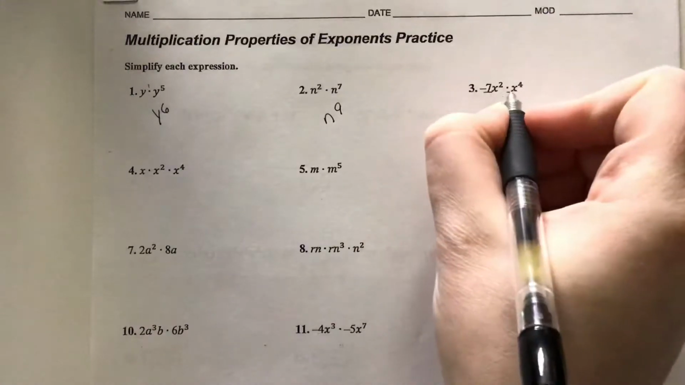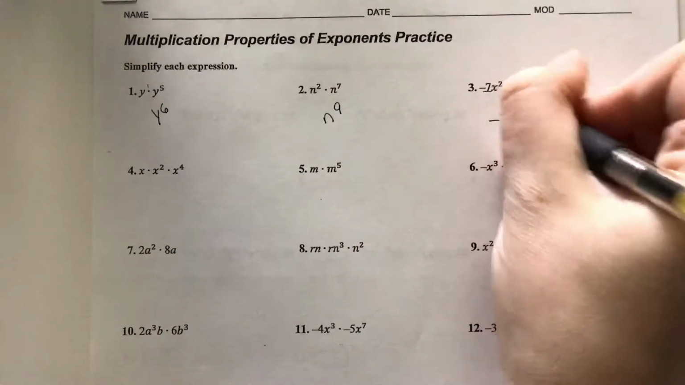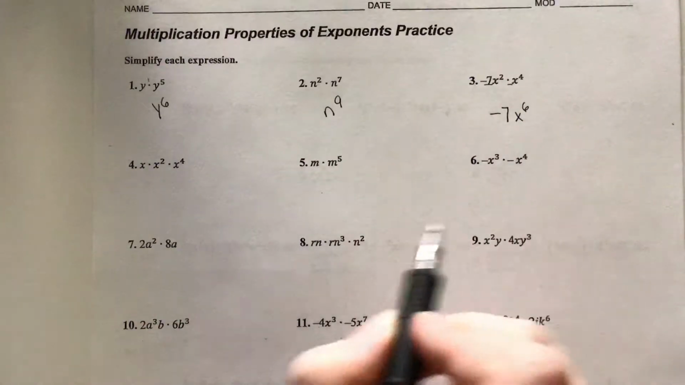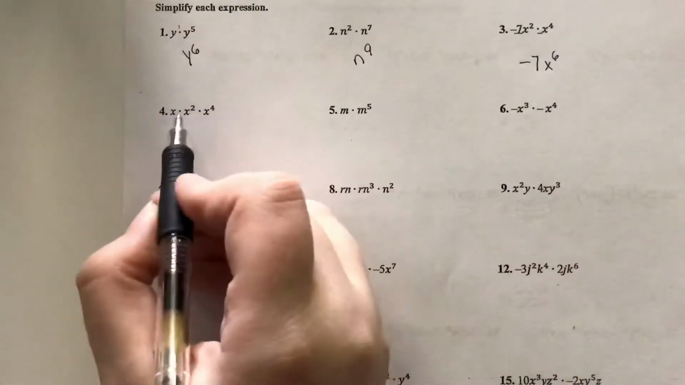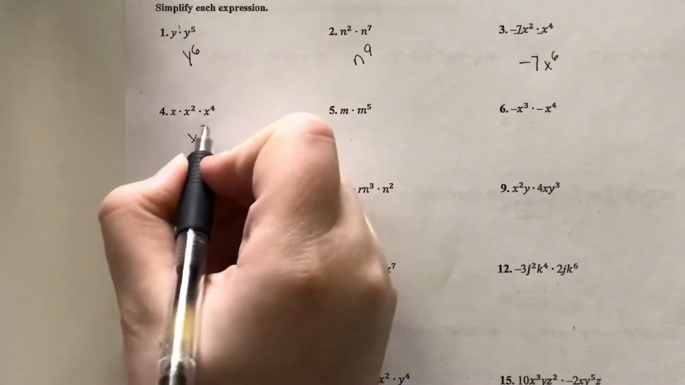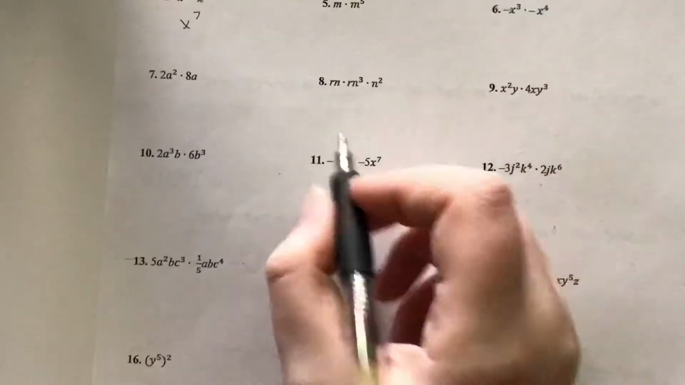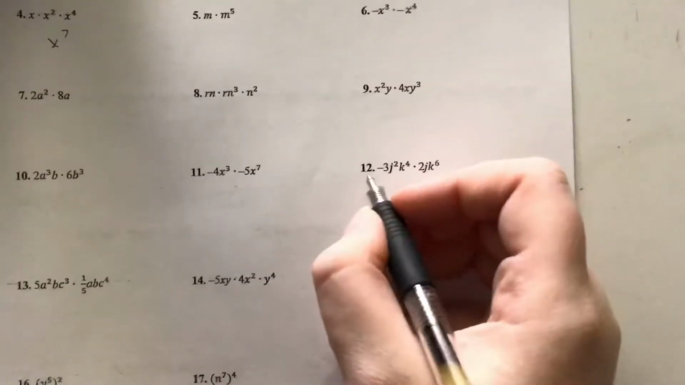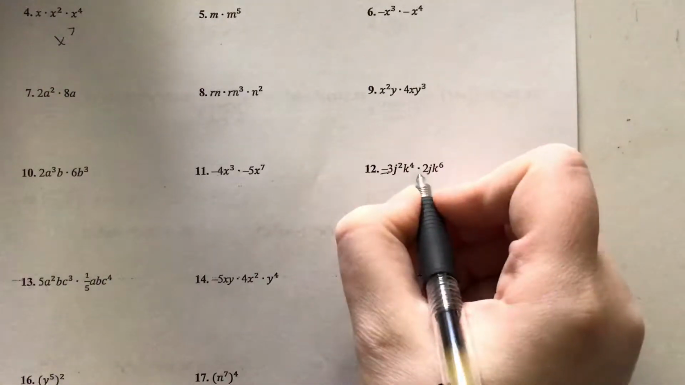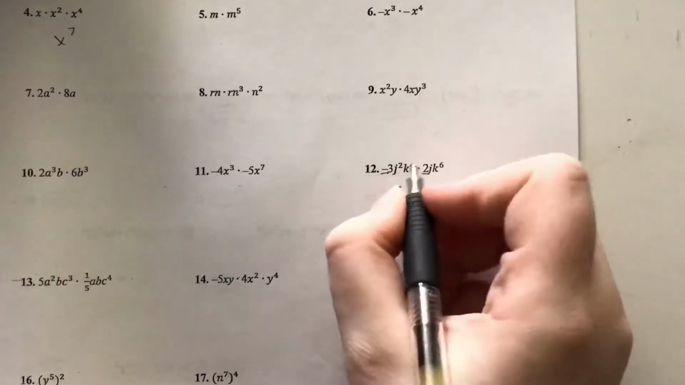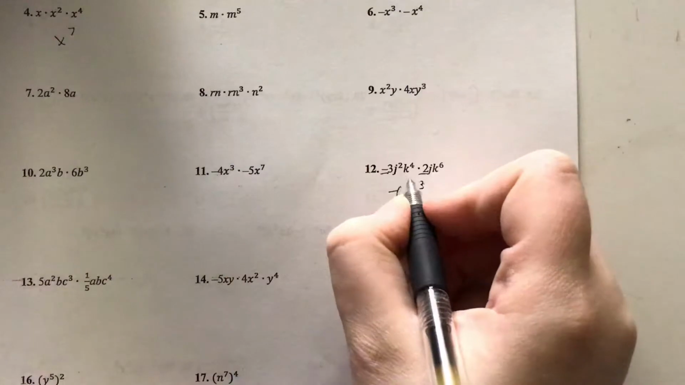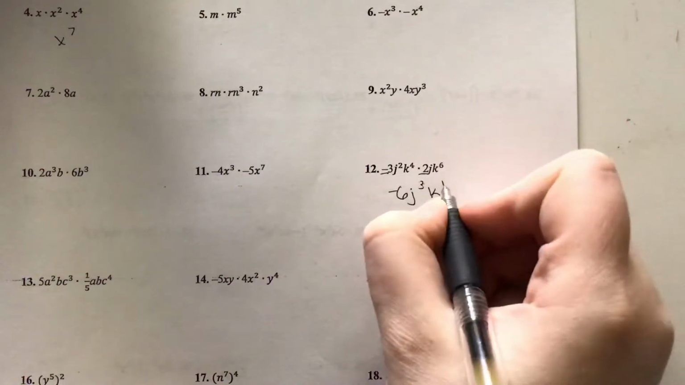Coefficient, -7 times 1, so -7, and then 4 and 2 makes x to the 6th power. Basically follow the same rules as you go: this is multiplication, so 1 and 2 is 3, 4 is 7, etc. Same thing with all of these. Number 12 might be a smidge challenging. -3 times 2 is -6. Add up your exponents. For j, 2 and 1 makes j cubed, and for k, 6 and 4 makes the 10th power.